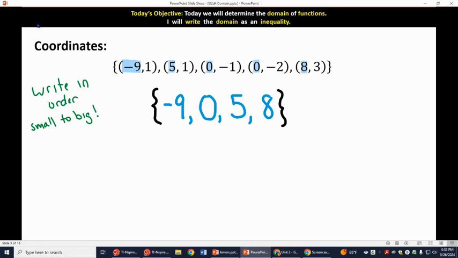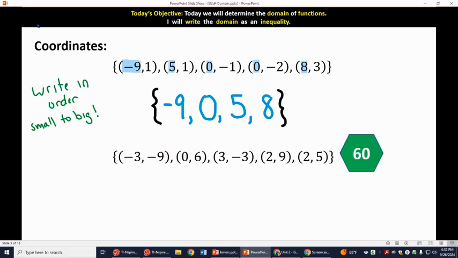Notice there were 2 zeros in this domain. There were 2 zeros, but I only had to write them once. Here's another set. Let's take 60 seconds and see if you can write the domain on your own.